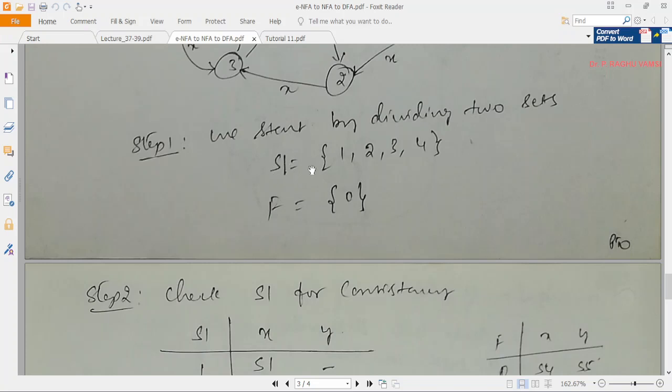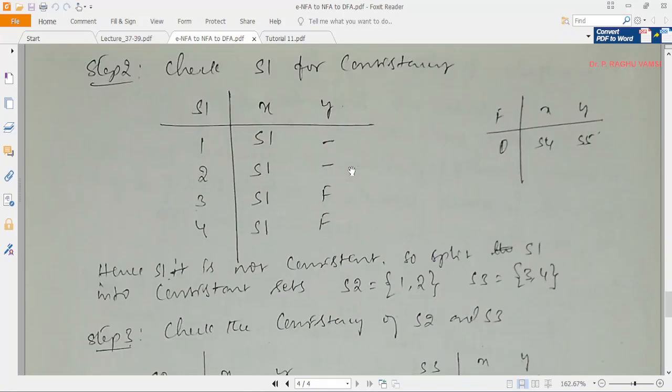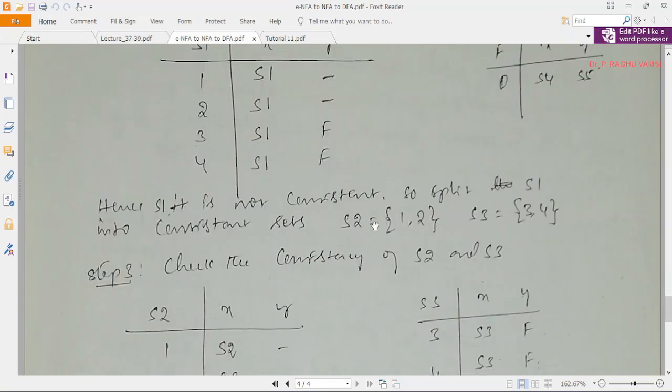Now we found that S1 is inconsistent, so we have divided it into consistent sets S2 and S3. In S2 we have 1, 2, and in S3, 3, 4. We have split S1 into two sets, S2 and S3. Now construct the transition table for S2 and S3.